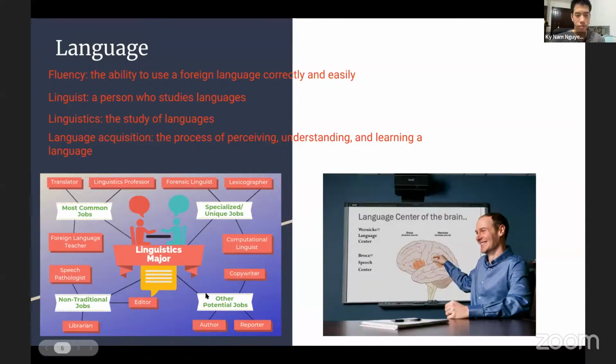And then the final vocab on these slides is language acquisition, which is basically just the process of perceiving, understanding, and learning a language. Okay, that's the end of the slides. Does anyone have any questions?